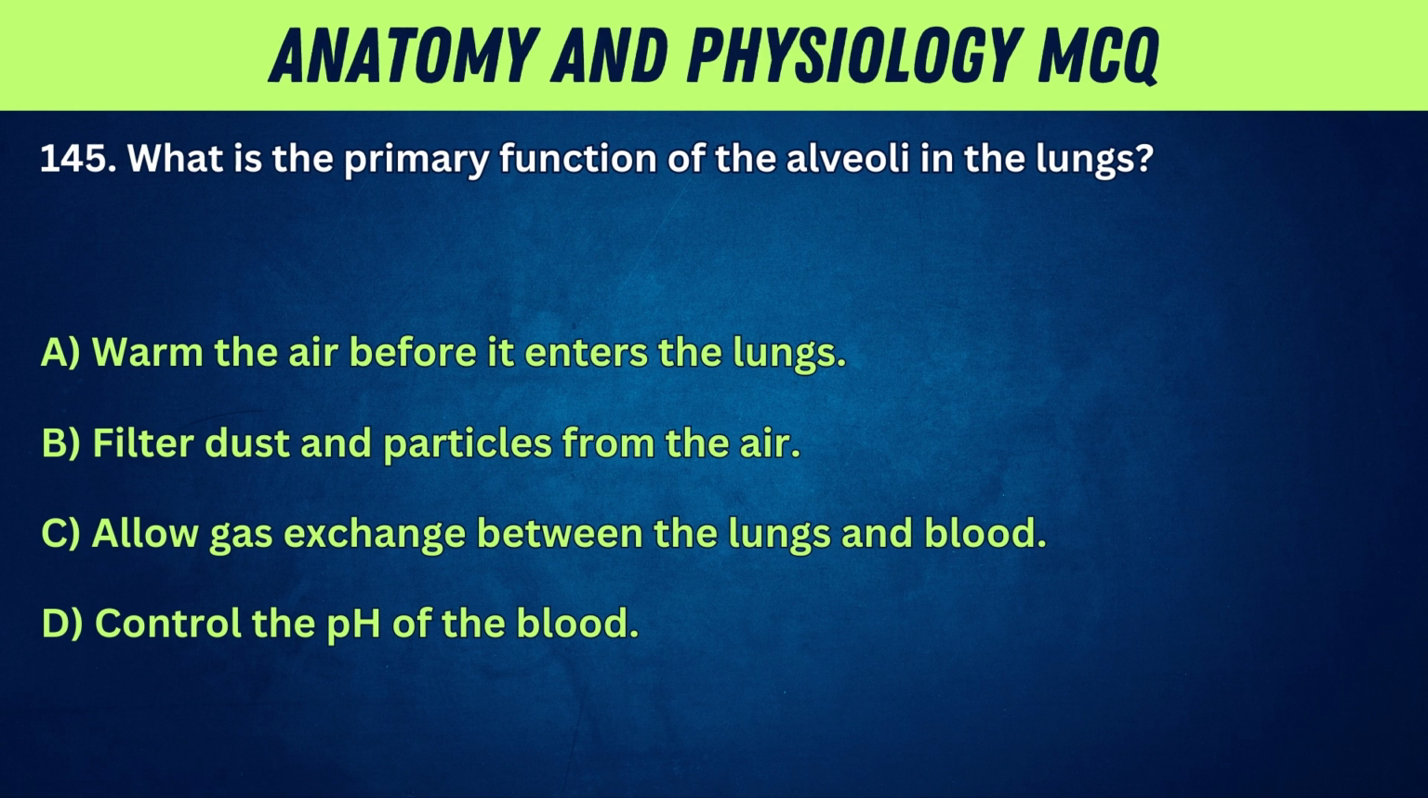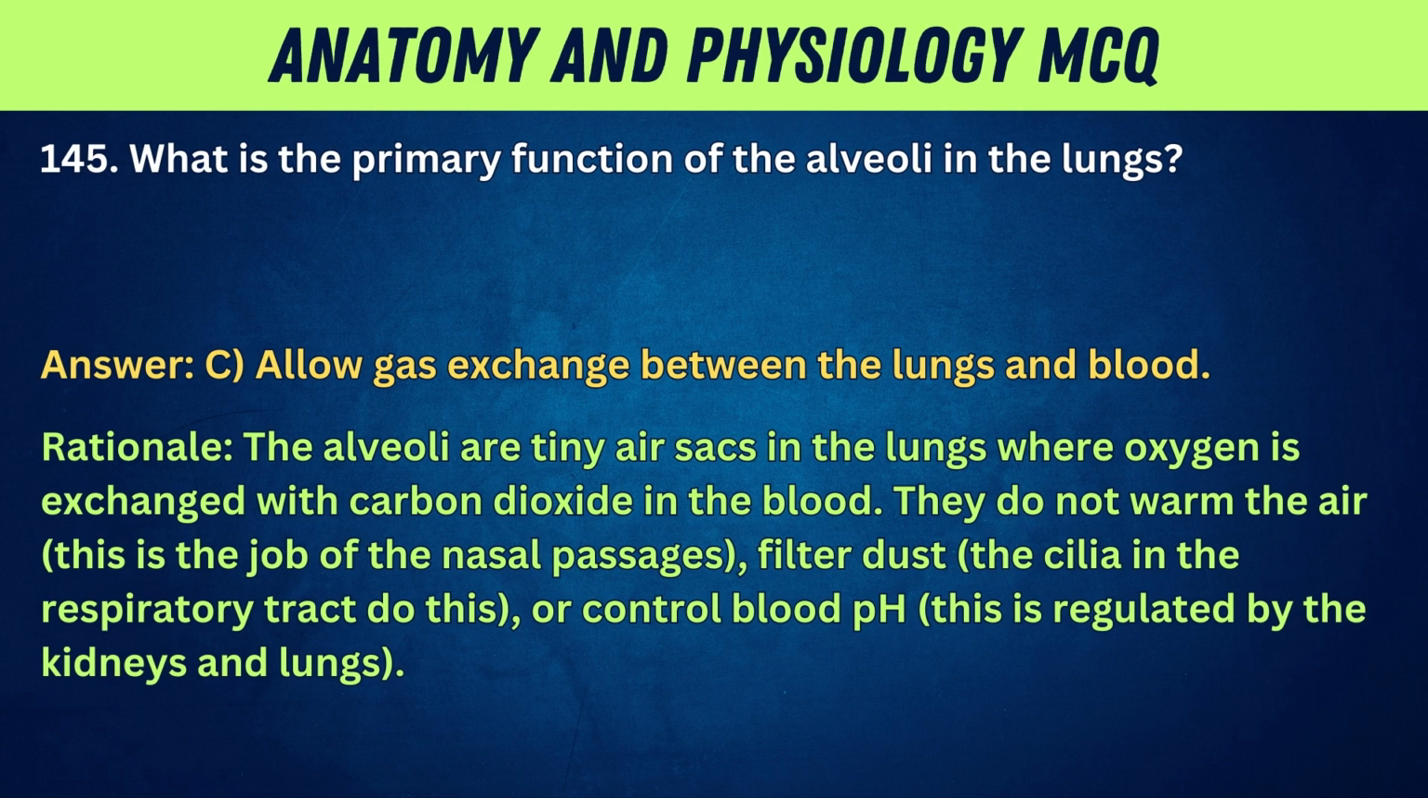145. What is the primary function of the alveoli in the lungs? A. Warm the air before it enters the lungs. B. Filter dust and particles from the air. C. Allow gas exchange between the lungs and blood. D. Control the pH of the blood. Answer: C. Allow gas exchange between the lungs and blood. Rationale: the alveoli are tiny air sacs in the lungs where oxygen is exchanged with carbon dioxide in the blood. They do not warm the air. This is the job of the nasal passages. Filter dust, the cilia in the respiratory tract do this. Or control blood pH. This is regulated by the kidneys and lungs.